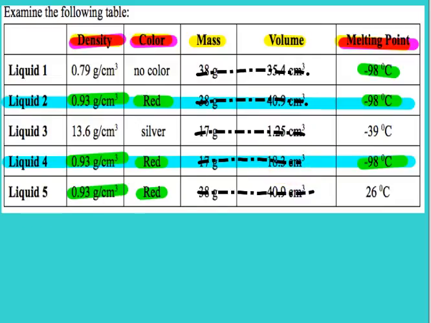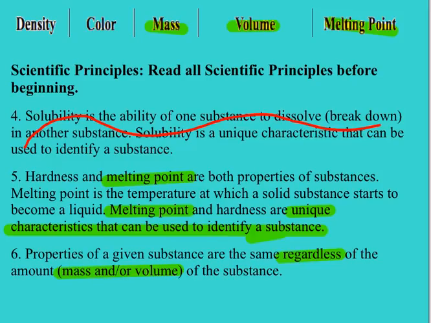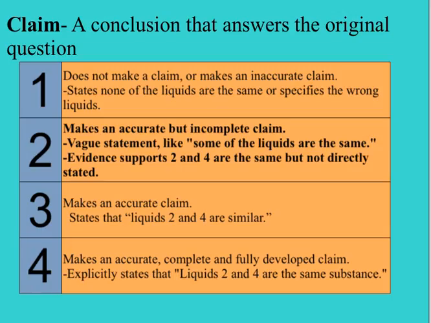So when I have to make a claim then, and if we go down to that one, I want to first look before we actually make the claim. Let's look here at the rubric. So how do I score this? 4, 3, 2, 1. 2 means that you made an accurate claim, but it might be incomplete. So you might have said something like, yes, some of the liquids are the same. Some of the liquids might be the same, but you never really said.